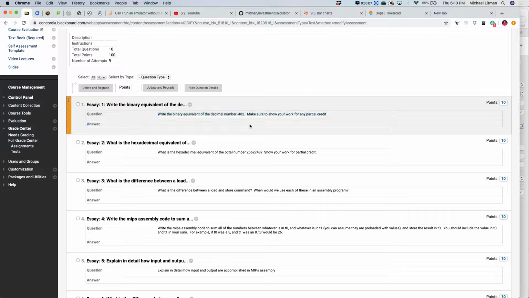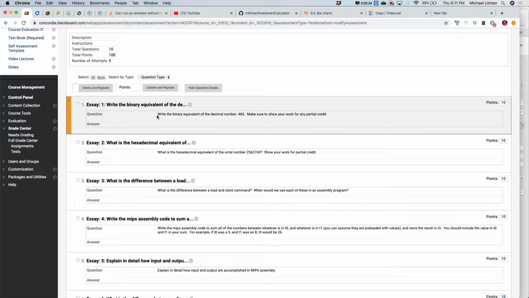Binary equivalent of negative 482. So what did you first have to do? You were encoding this in 2's complement, right? Yeah. So negative 482 requires you to encode it in 2's complement. So you do 482, flip all the bits, and add 1. That's the 2's complement version of negative 482. Yep. Good.